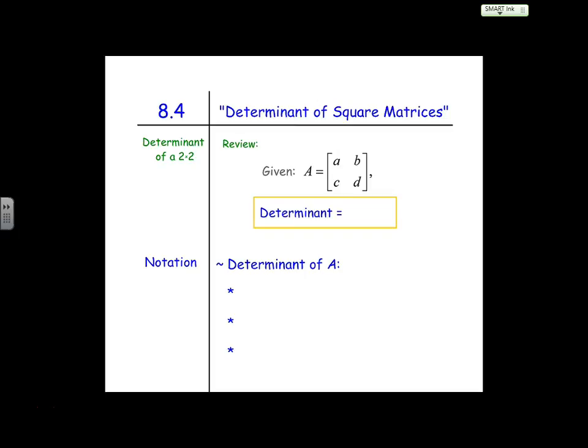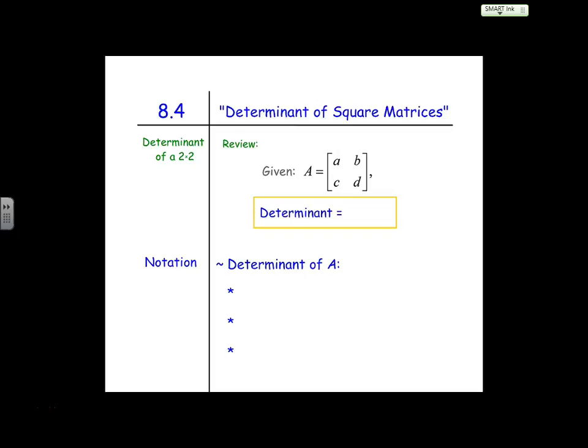But we're starting with a 2 by 2 because it's nice and easy. And then we're building to a 3 by 3, maybe even a 4 by 4. Kind of like some other things in math, there's a trick.